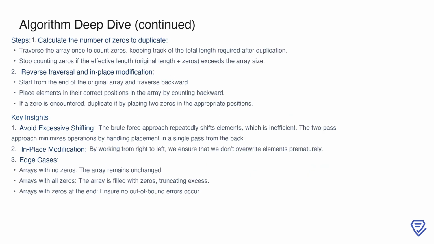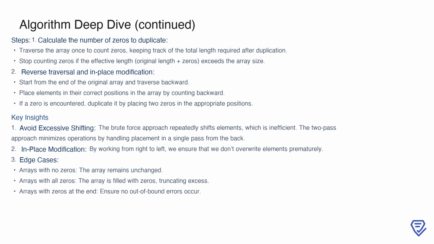The optimized two-pass approach is broken into two main steps. First, we calculate how many zeros need to be duplicated to fit within the original array length. To do this, we traverse the array while keeping track of the number of zeros and the effective array length after duplication. If the effective length exceeds the original size, we stop counting additional zeros.